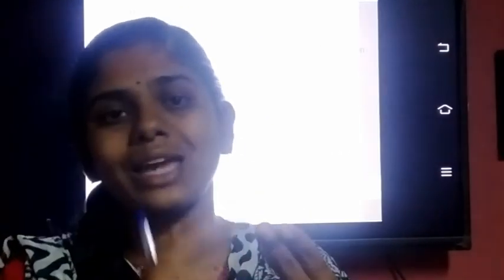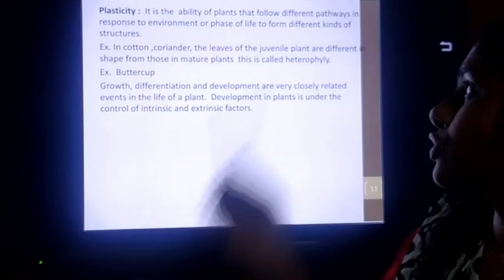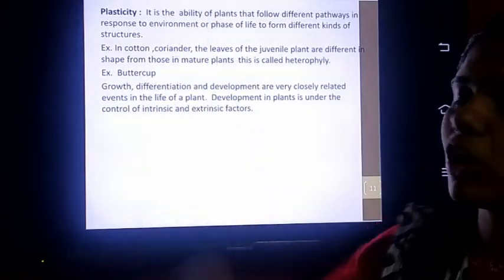The plants have the ability to change their structure in response to two factors. One is an environmental factor, and another one is life phases. So, the plants which have a capacity to change their structure by these two factors is called plasticity. Mainly there are two factors: one is life phases and another one is environmental factors.